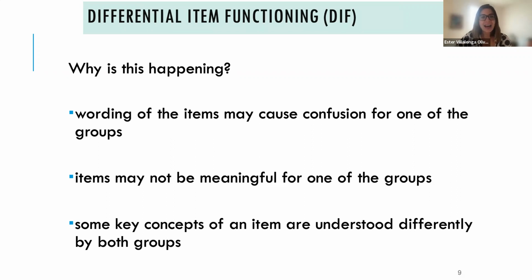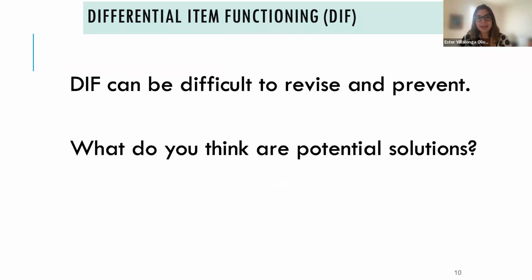So, this is a summary of what I think is why DIV is happening. I believe DIV can be very difficult to revise and to prevent, something that I said. Qualitative research, as I said, is crucial at this point to see the differences. And the implications of finding DIV depend on the intended use of the scale.